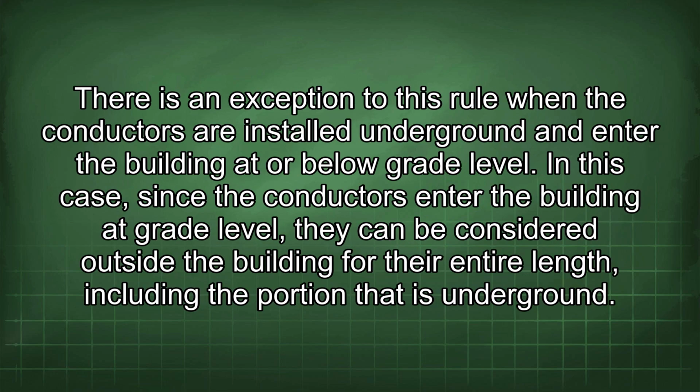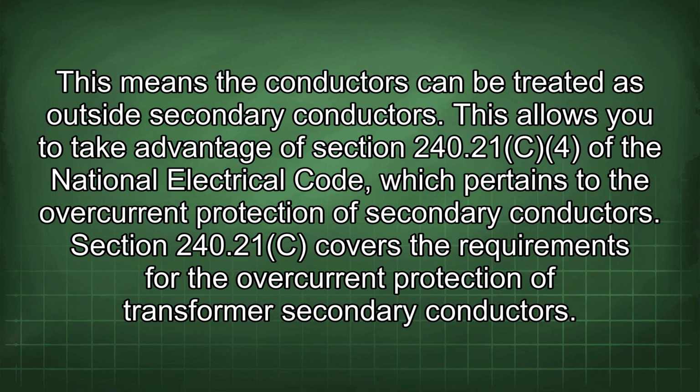There is an exception to this rule when the conductors are installed underground and enter the building at or below grade level. In this case, since the conductors enter the building at grade level, they can be considered outside the building for their entire length, including the portion that is underground. This means the conductors can be treated as outside secondary conductors.